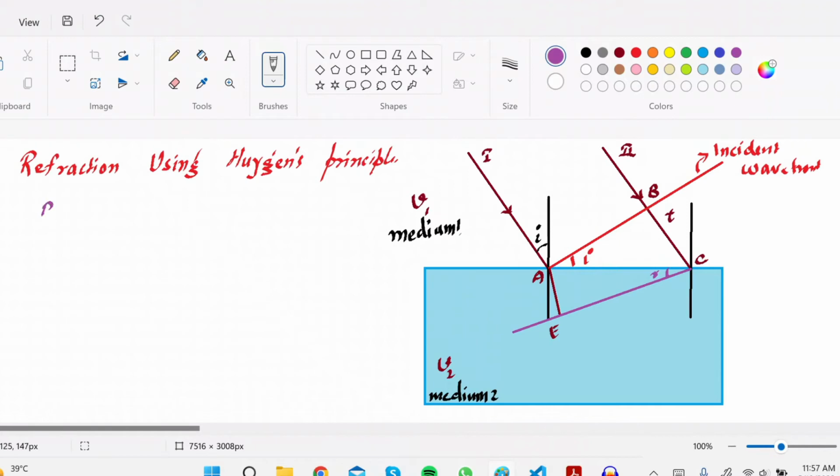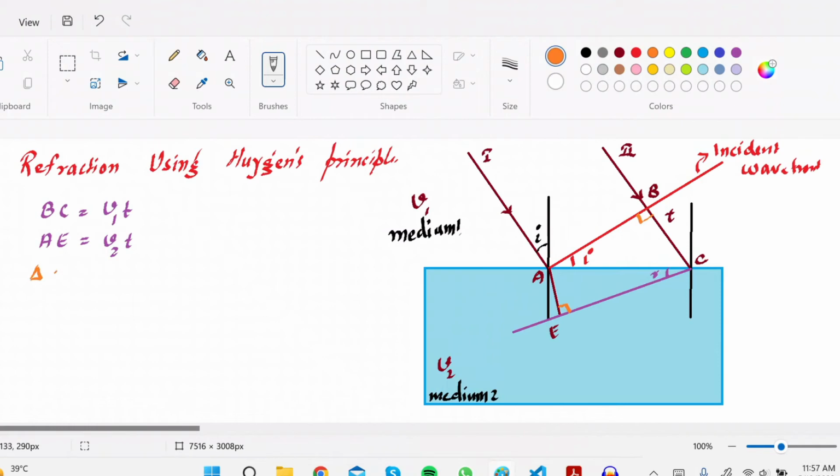So what will be our BC? BC distance: speed equals distance over time, so distance equals speed into time. What's the speed in the first medium? V1 t. And AE is what? V2 into t. Great. Now, since this is 90 degrees, why is this 90 degrees? The wavefront is always perpendicular to the rays. And here also it is 90 degrees.